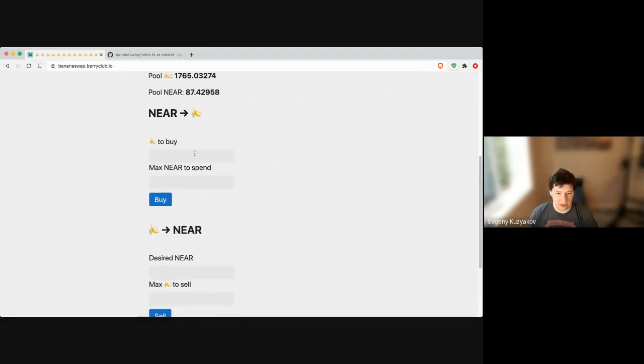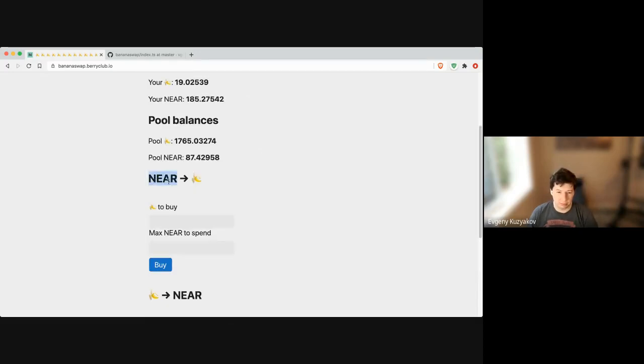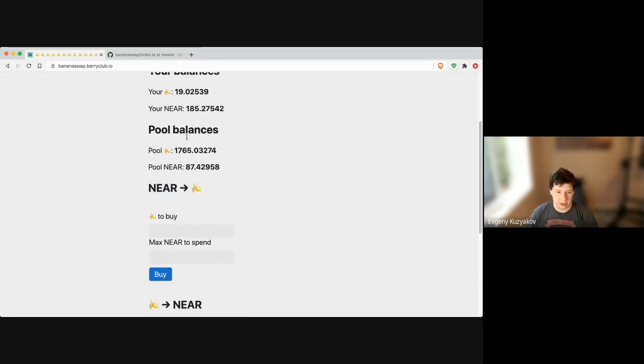So the interesting part about this is, say I want to convert near to bananas. Let's say I want to get 10 bananas, then it does a view call to the contract and computes how many bananas there are and how much near I need to spend to get 10 bananas.